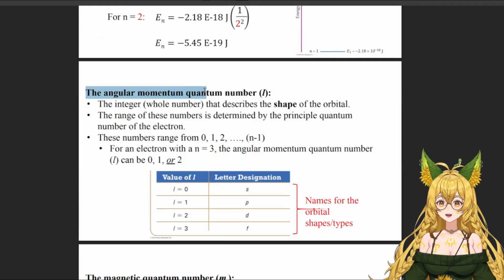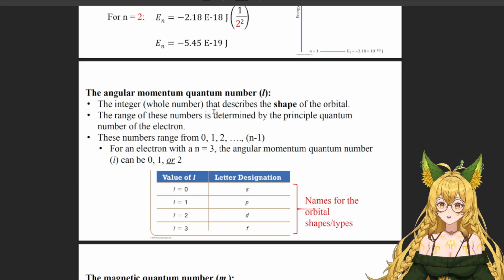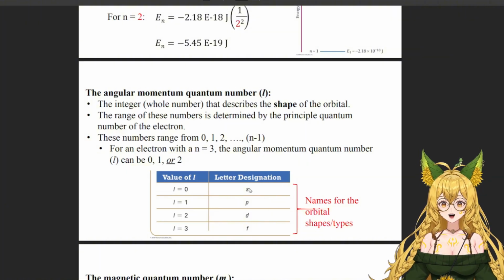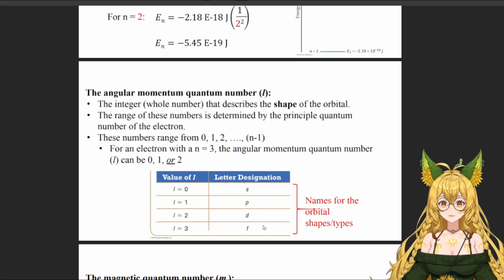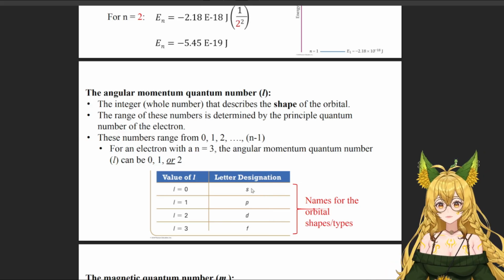Next, we have the angular momentum quantum number, or L. It is also a whole number that describes the shape of the orbital. There are 4 shapes that orbitals can take: an s orbital, a p orbital, a d orbital, and an f orbital. S orbitals are just circles. They're always just going to be circles.